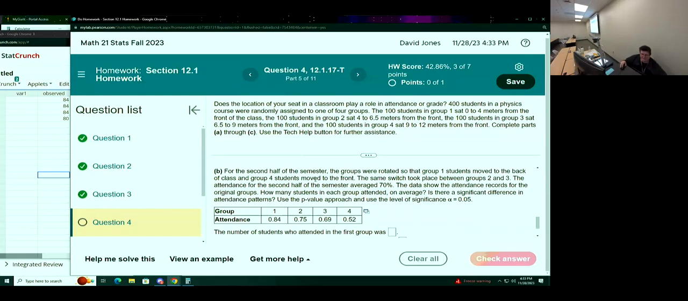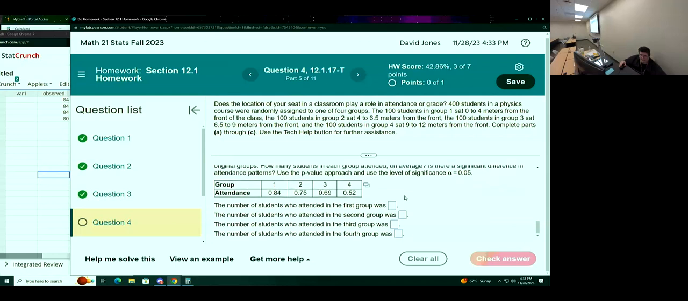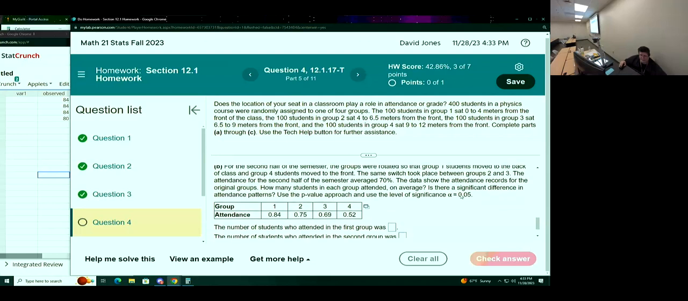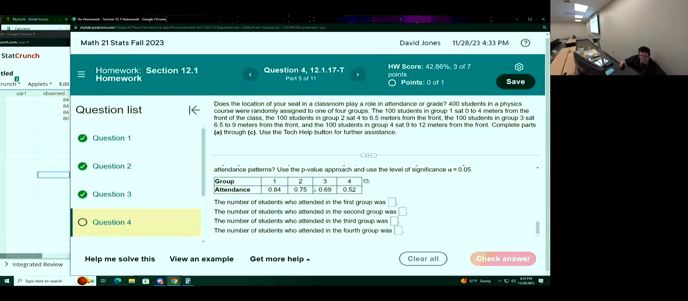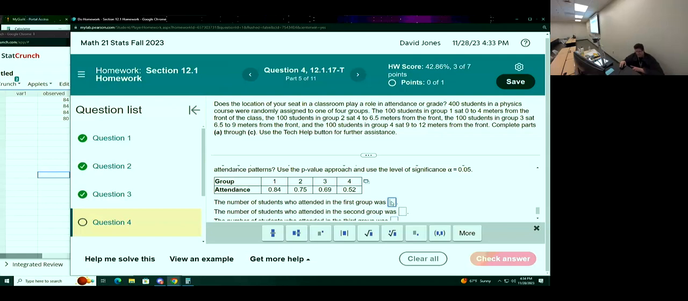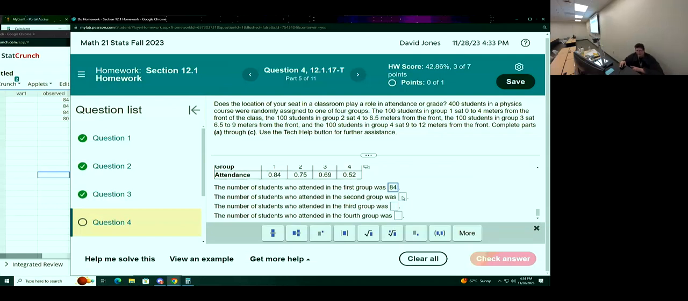Then it goes, all right, for the second half of the semester, the groups were rotated so the group 1 students moved to the back of the class and group 4 students moved to the front. Then they took attendance for the second half and it averaged 70%. The data shows the attendance records for the original groups. So again, I need to multiply this by 100. So for me, it's 100. Yours might be different.